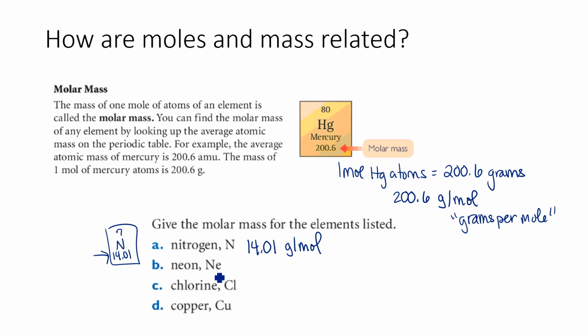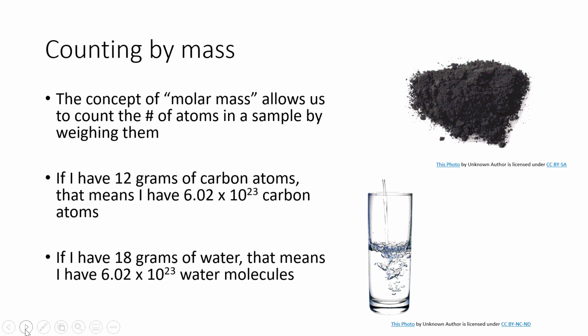Neon, if I find this on the periodic table, it has a molar mass of 20.18 grams per mole. Chlorine is 35.45 grams per mole. And then copper is 63.55 grams per mole. So that number on the bottom is the molar mass.